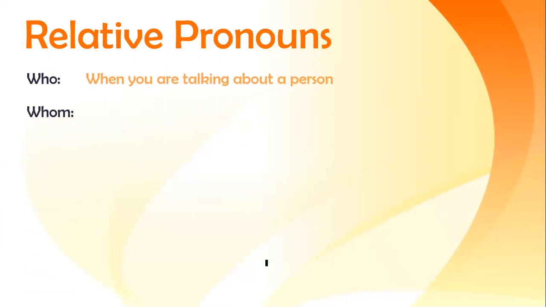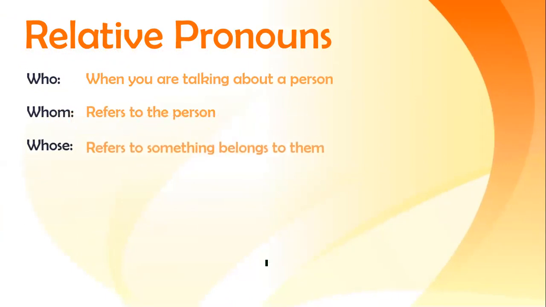Who is always used when you are talking about a person. Whom is always used when you are referring to a person's possession. Whose is always used when you are talking about belongingness. Which is always used when you are referring to animals and objects.